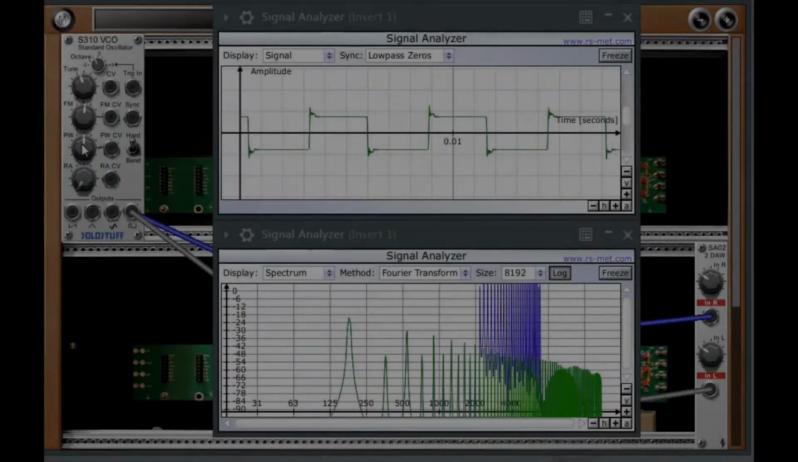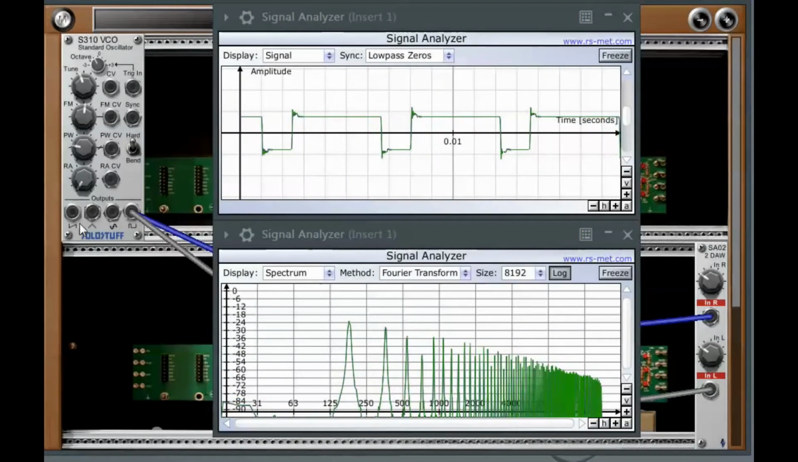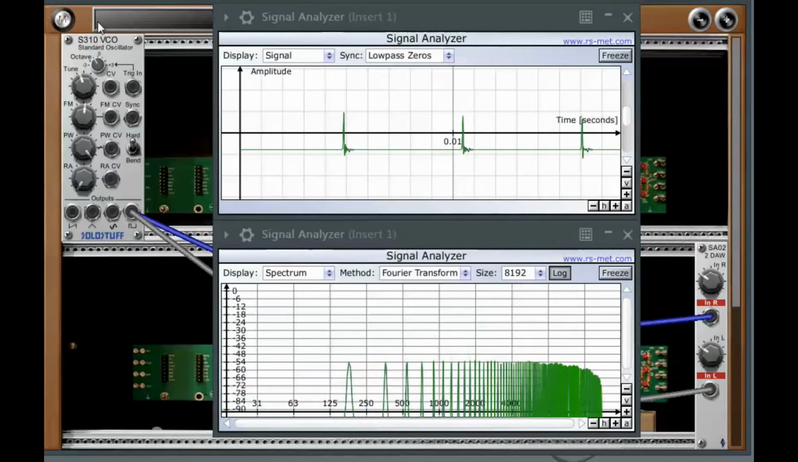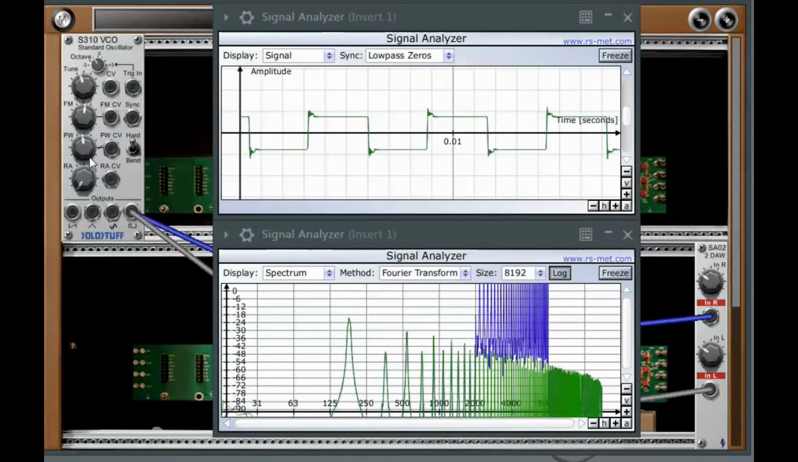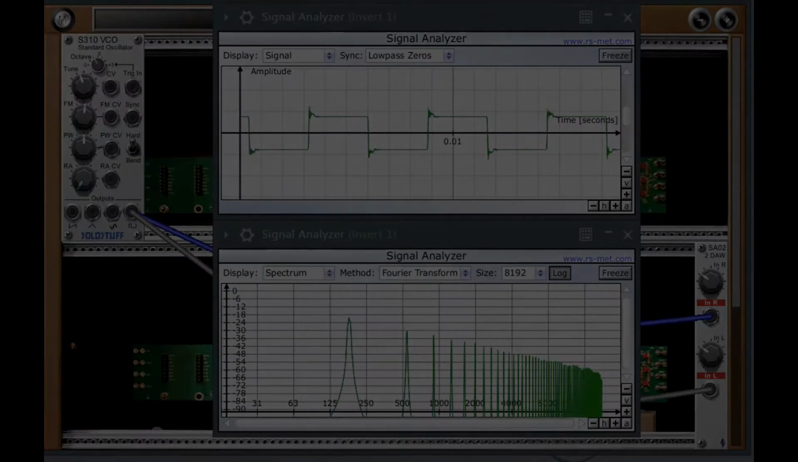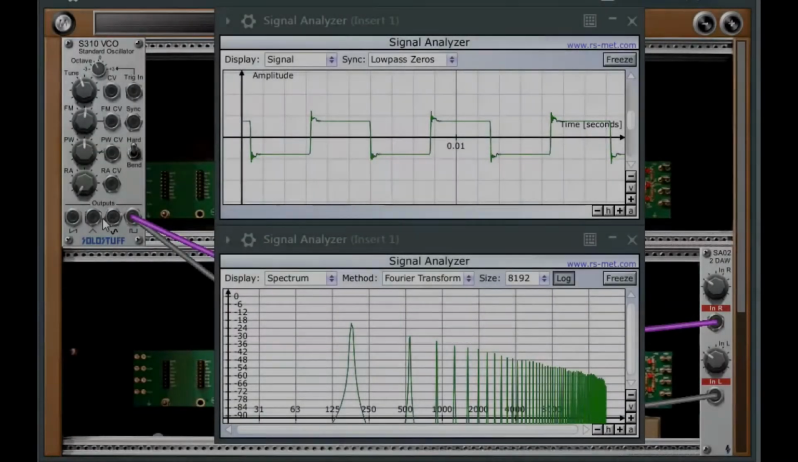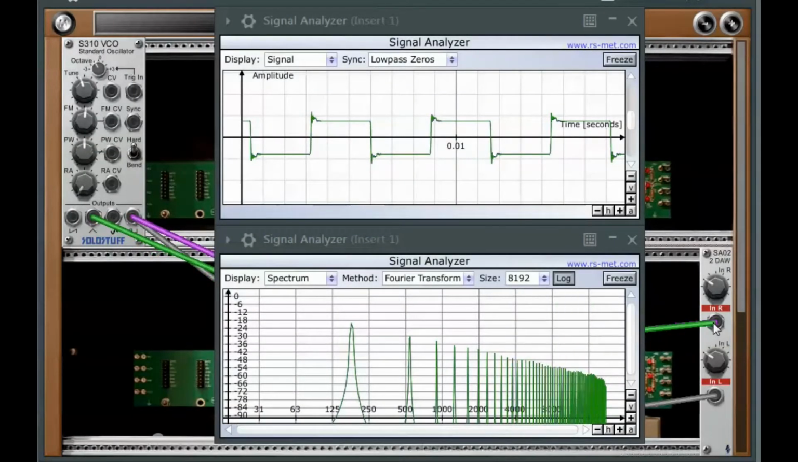All right, pulse width modulation, PWM. Well, most of you will have at least one synth which is able to change and modulate the pulse width, the duty cycle of its square wave. But with the S310 VCO we can do something similar with a triangle wave and even with the sine wave.